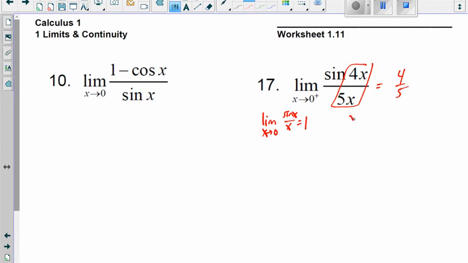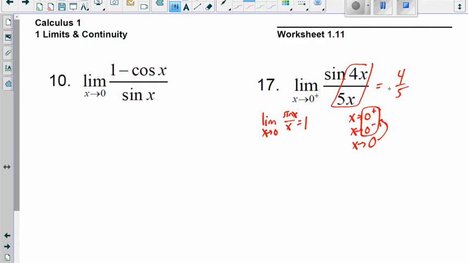It wouldn't matter if that was 0 plus, 0 minus. That is just the answer for 0. So both of these would be the same thing. So 4/5. Always just try the number first to see if you get an answer. On that vertical asymptote, we didn't get an answer, so we had to do more investigation.